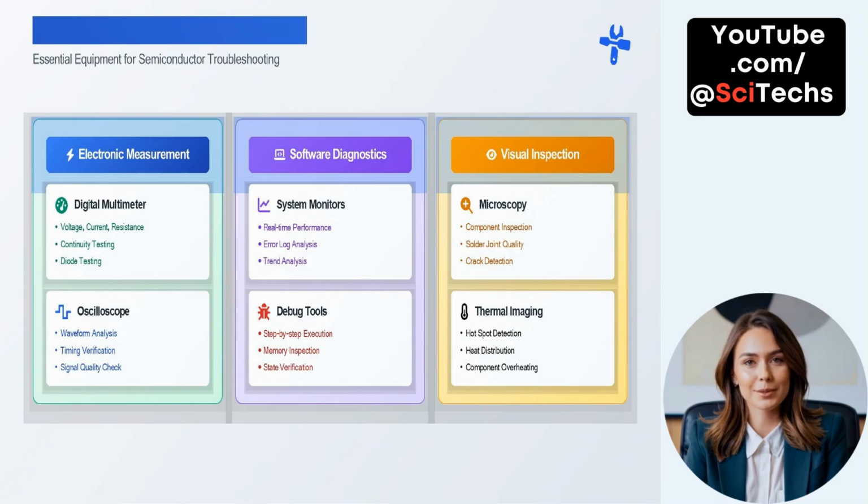Essential equipment for semiconductor troubleshooting. Troubleshooting semiconductor equipment requires a combination of electrical, software, and visual diagnostic tools. Under electronic measurement, a digital multimeter is essential. It measures voltage, current, and resistance, helping to quickly identify circuit failures. It also performs continuity testing to check for broken connections and diode testing to assess directionality and junction integrity.